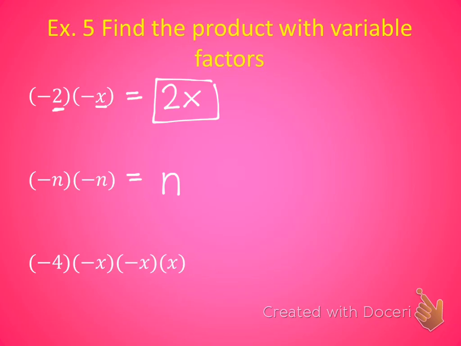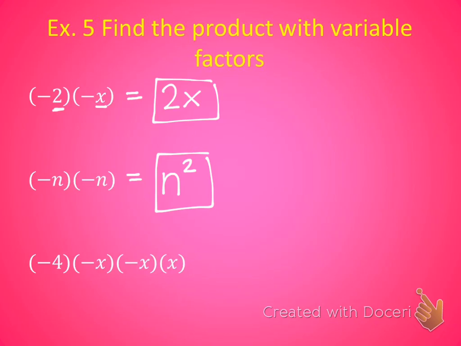And then because I have two of them, I write an exponent, squared. Anytime you have the same letter, and it's being multiplied by itself, you just count up how many of those letters you have, and you make it the exponent. Okay? All right, so the next one.